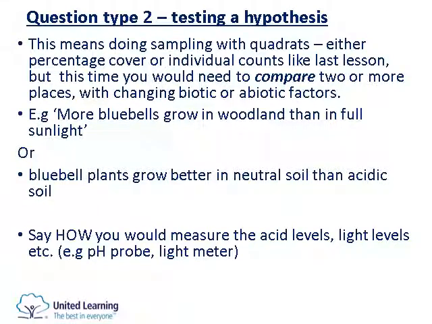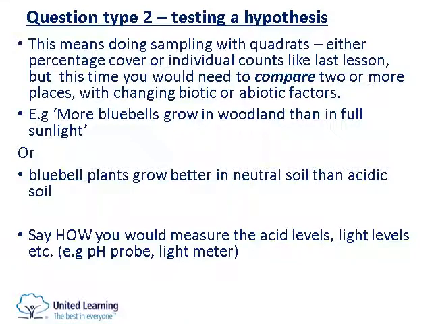So we've talked about basics in terms of comparing two areas, like we just did, where we were comparing the woodland to the open field. A different type of question can ask you about testing a hypothesis. That's where you need to compare two or more places with changing biotic or abiotic factors. So for example, our hypothesis would be more bluebells grow in a woodland than in full sunlight.